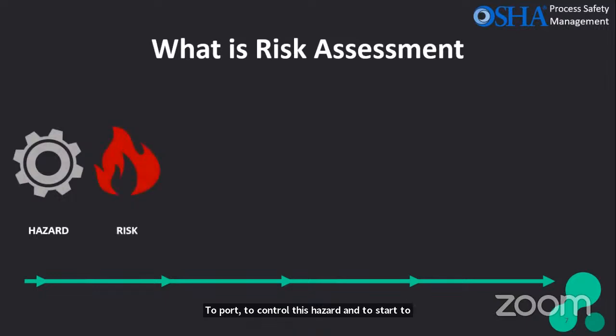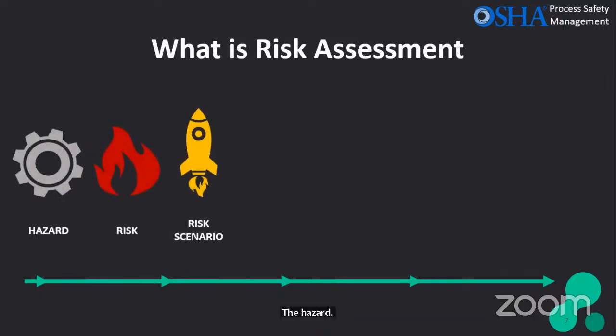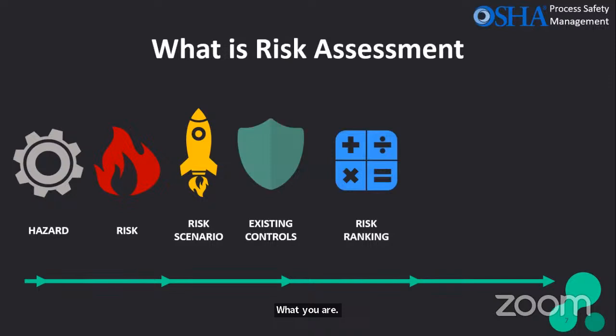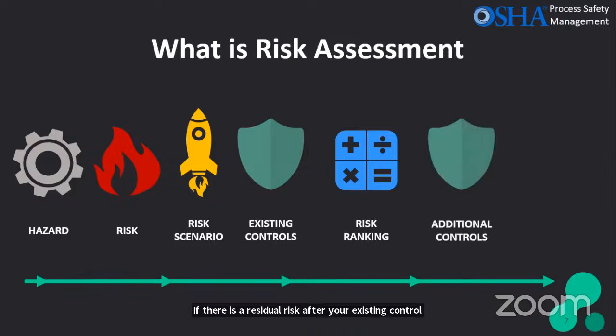The hazard results in some risks, so you have to imagine the risk scenario and list your existing controls, what you do to prevent such risk. Start to evaluate your existing controls and make a risk rank for these risks. Then, if there is a residual risk after your existing controls, if these existing controls didn't satisfy you, if they cannot prevent the risk fully 100%, you have to have additional controls.